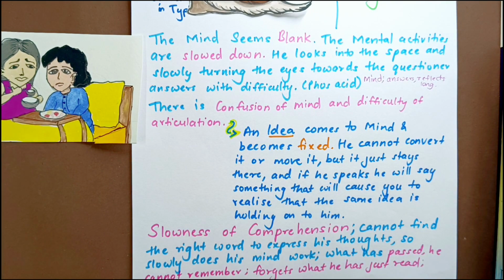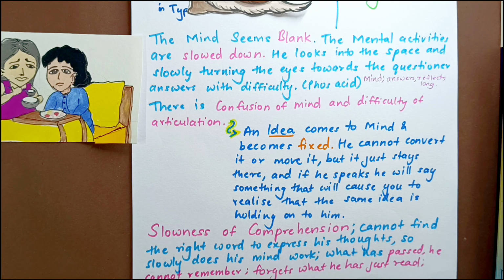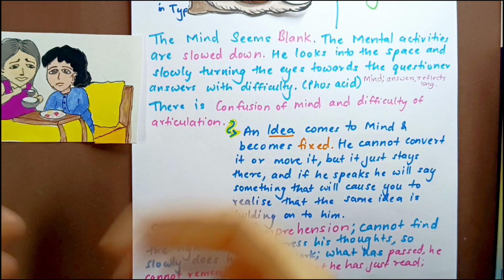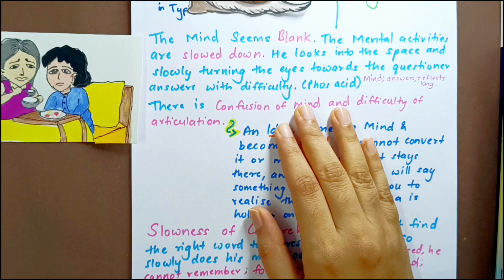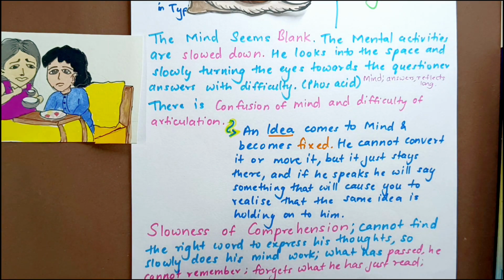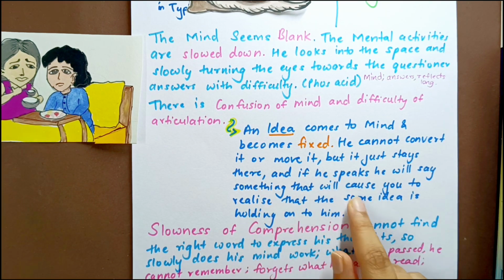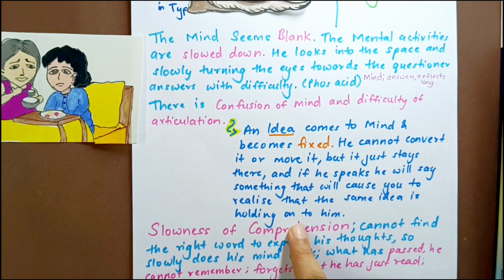Just as we are speaking, any two people are conversing and one puts forward some idea. That usually happens when we are conversing. We put forward some idea, we talk about something, and in these people, they will hold on to the same idea in the whole conversation. Even if you are changing the topic, this Cocculus patient will hold on to the previous idea which we were talking about, and he will not seem to move from it. But he stays there, and if he speaks, he will say something that will cause you to realize that the same idea is holding on to him.